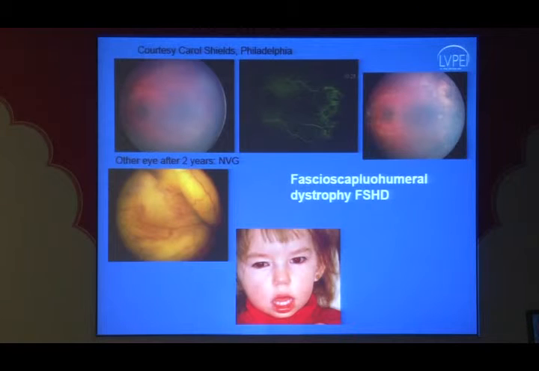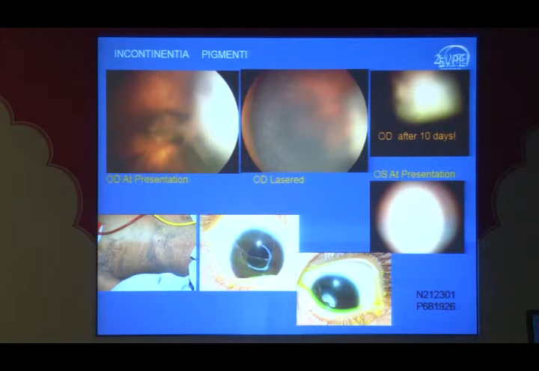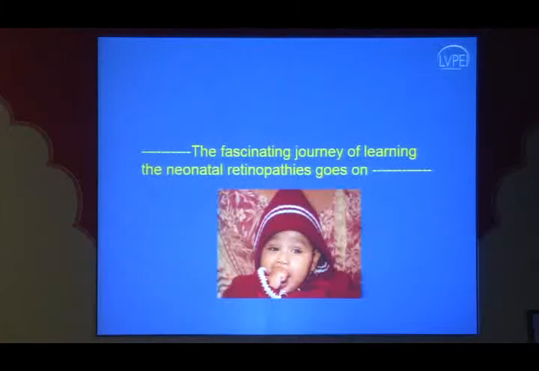And I'm just showing this patient with Carol Shields that looked like Coats disease in a girl, but after a few years, again, this patient came with neovascular glaucoma and was diagnosed to have a genetic disorder, facioscapulohumeral dystrophy. This is another disease that we very commonly see, incontinentia pigmenti. So if we see a child with incontinentia pigmenti, this child needs every 2-week evaluation, and if there's a peripheral avascular retina, we must treat it immediately, otherwise they also go into tractional detachment.